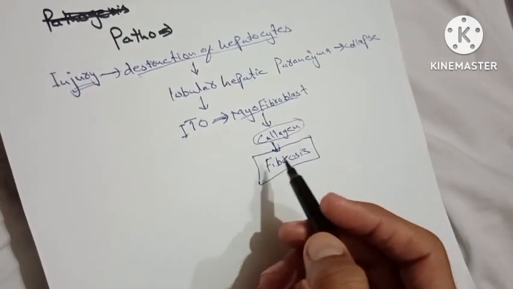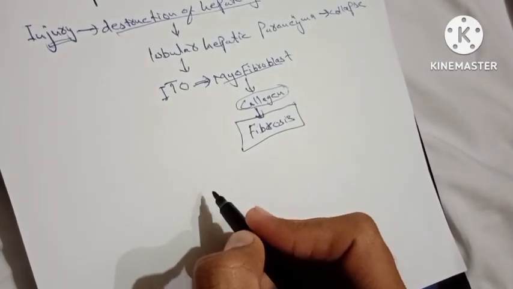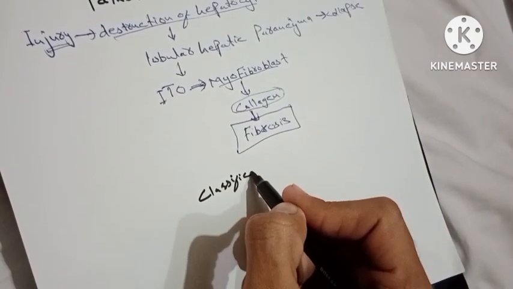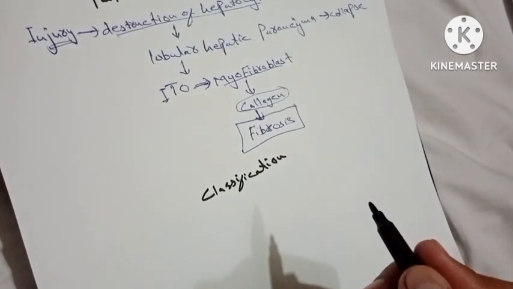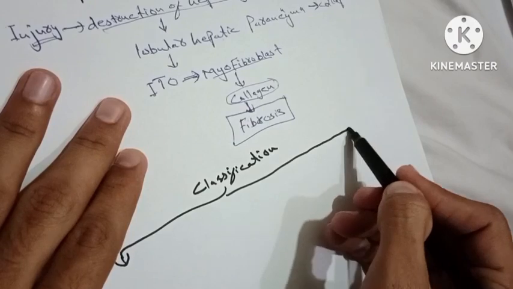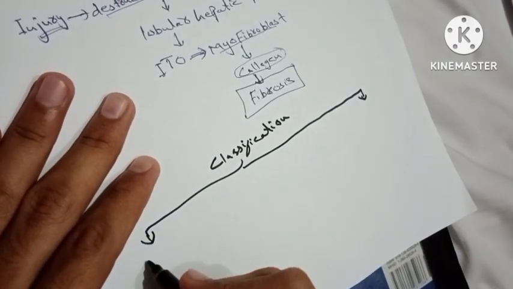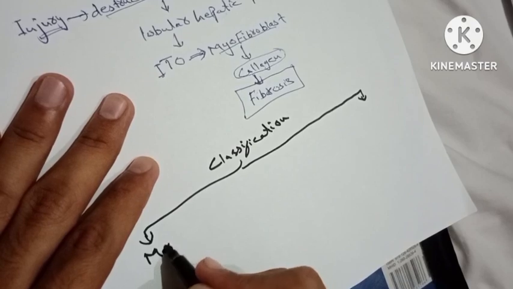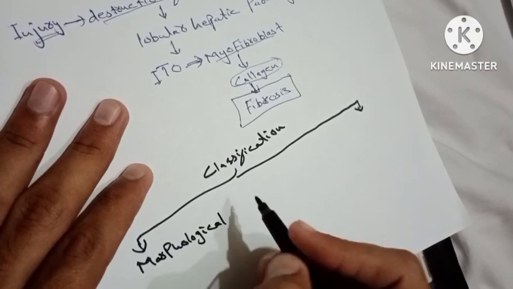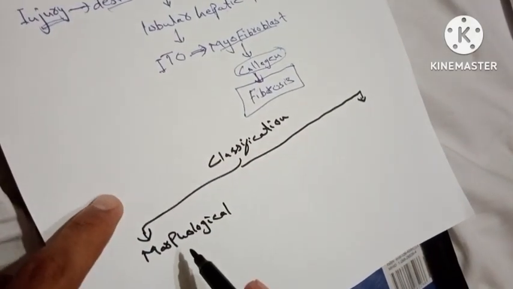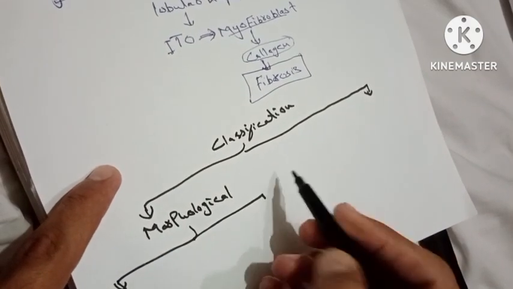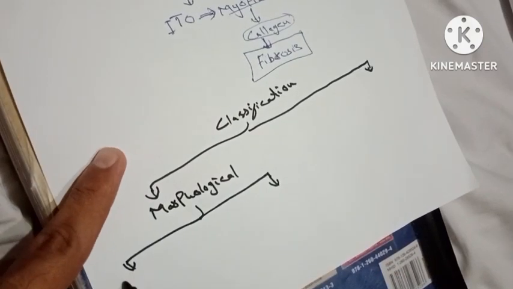There are two types of classification. Okay, let's start the classification of the liver cirrhosis. There are two types of classification: morphological classification, and the other is etiological classification. In morphological, there are two types. First one is micronodular cirrhosis, and second one is macronodular cirrhosis.